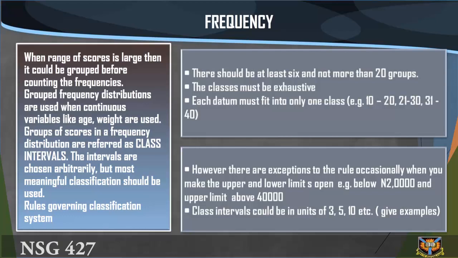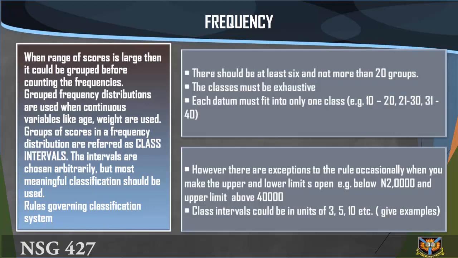Grouped frequency distribution. When the range of scores is large, then it could be grouped before counting the frequencies. Grouped frequency distributions are used when continuous variables like age and weight are used. Groups of scores in a frequency distribution are referred to as class intervals. The intervals are chosen arbitrarily, but the most meaningful classification should be used.